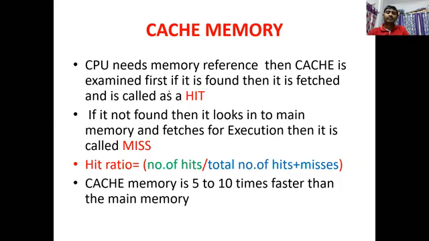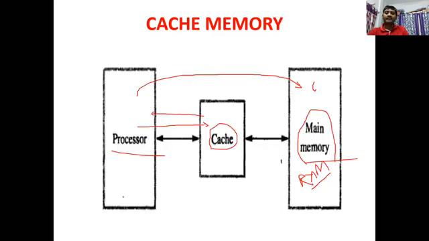So here, see, when the CPU needs a memory reference, the cache is examined first, and if it is found, then it is called a hit. Suppose some data is needed by the processor, and it checks first in the cache whether it is available or not. If it is available, then it will be loaded from here to here. This is called a hit. Suppose it is not available in the cache memory, then it has to get it from the main memory. This is called a miss, right?